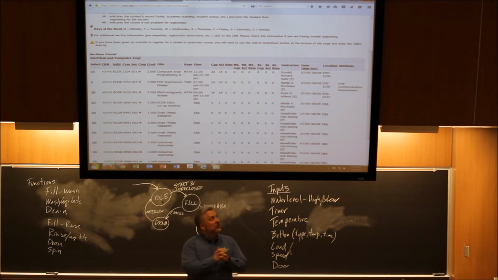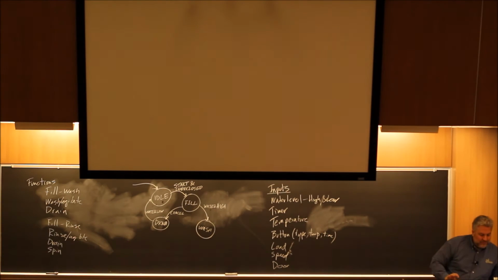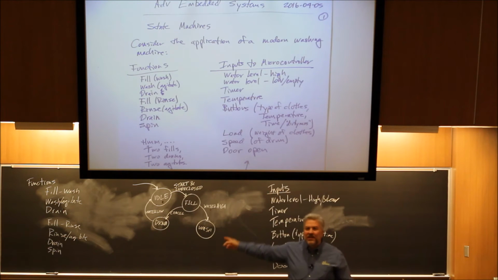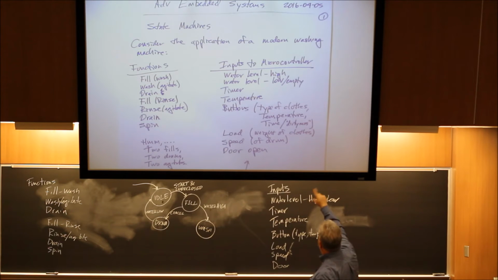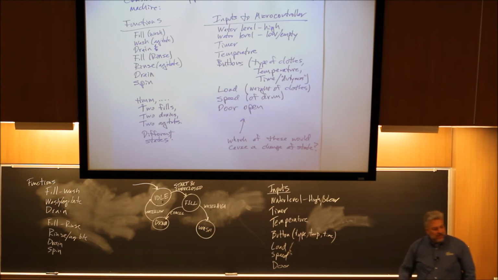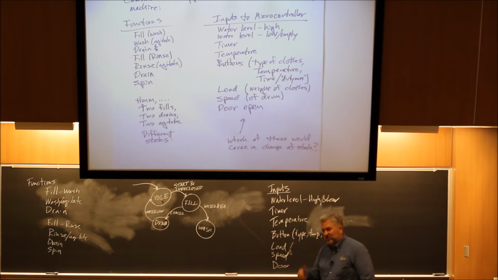So here's, this is not what I want to put up here. That's what I want to put up here, yes. So here's all the data that I put on the screen, a little bit easier, so I'll be able to scan this. The functions, input, the microcontrollers. There's 2 fills, 2 drains, 2 agitates. So I guess the question really comes down to, does that mean those fills are 2 different states or 1 state?